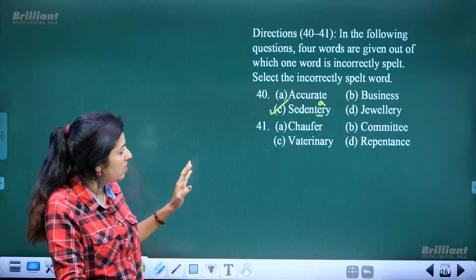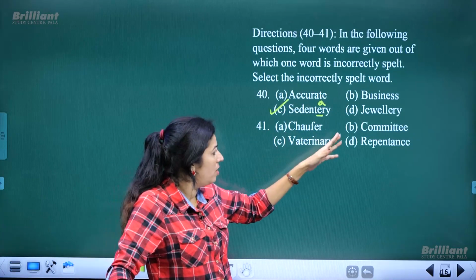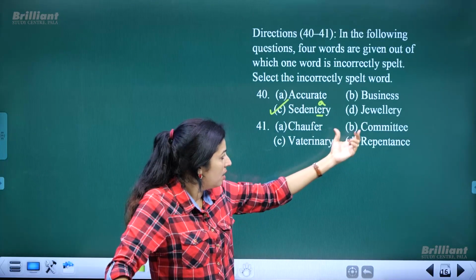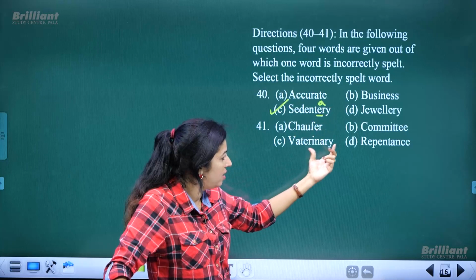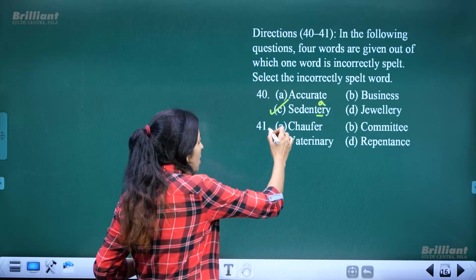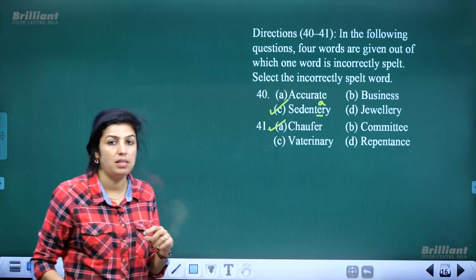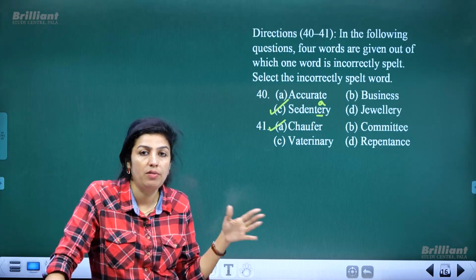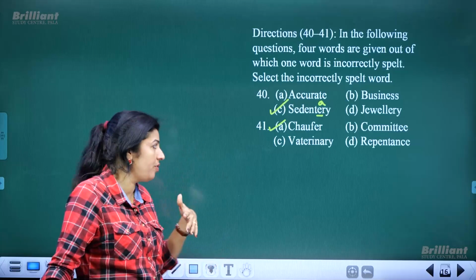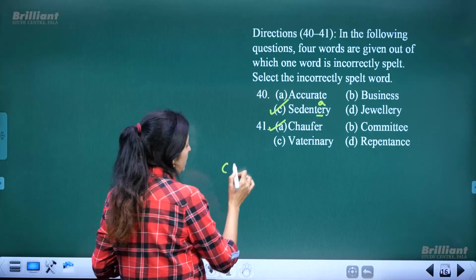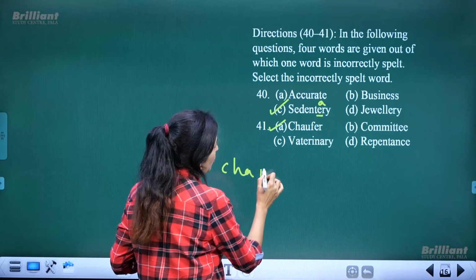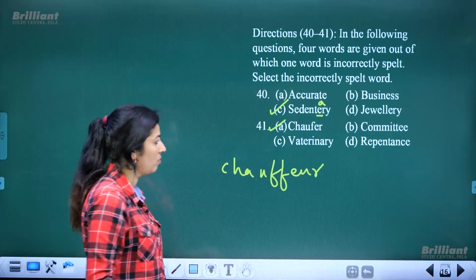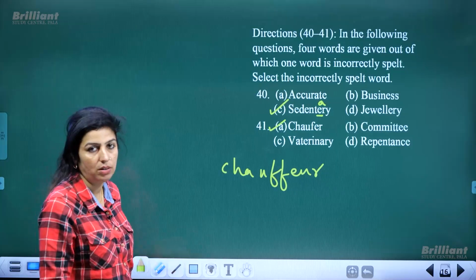Likewise, chauffeur, then committee, veterinary, repentance. Committee is correct, veterinary is correct, repentance is correct, but this is wrong. Chauffeur is a kind of assistant, in olden days the people who drove the horse cart for you were called chauffeurs, and that is spelled C-H-A-U-F-F-E-U-R. So that's how the spelling has gone wrong.